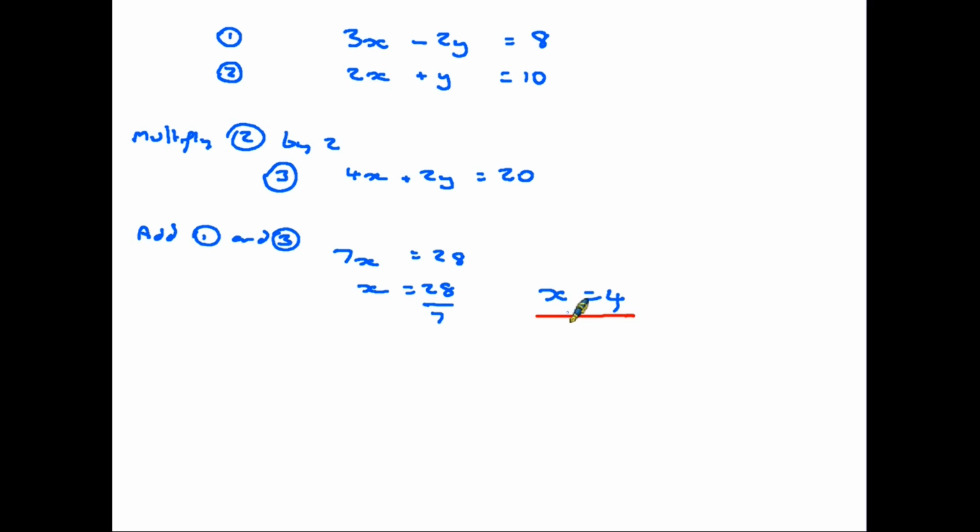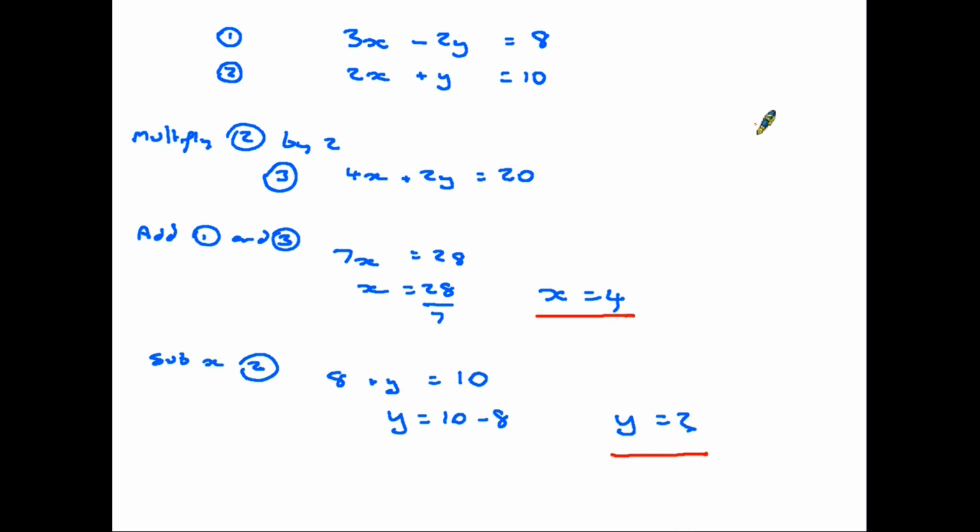We now need to substitute the x equals 4, and again we could do it with any of these. Let's substitute x this time into equation 2. So x is 4, so we have 2 times 4 is 8, plus y equals 10, therefore y equals 10 minus 8, y equals 2. And there's the second part of the answer. x equals 4, y equals 2.